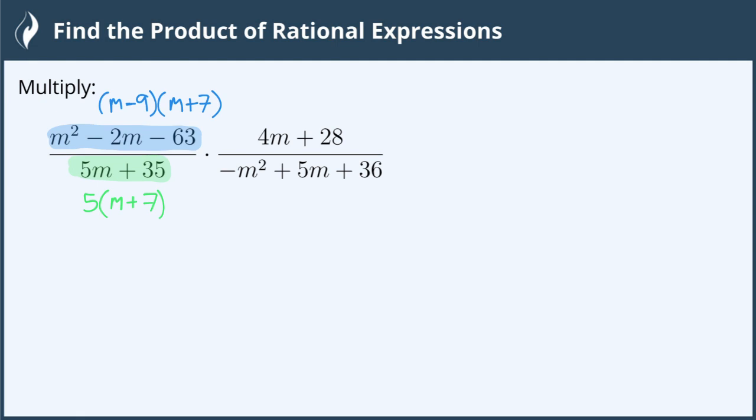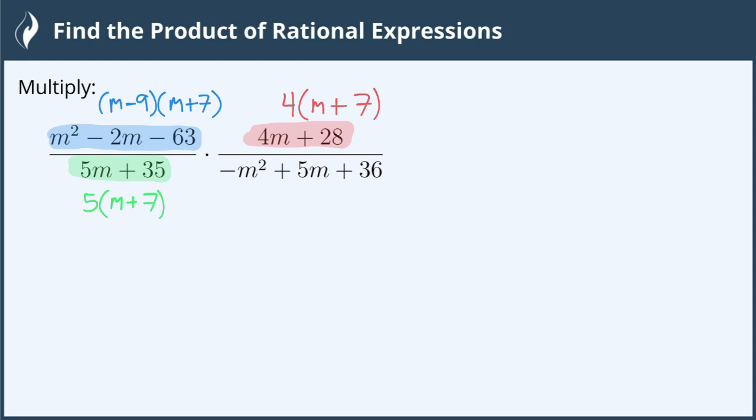Let's take a look at our second fraction. 4m plus 28 is just a greatest common factor that we can pull out, and that would be a 4. When we pull a 4 out of 4m, we just have the m left. And when we do 28 divided by 4, we're left with a 7. So we have 4 times m plus 7.